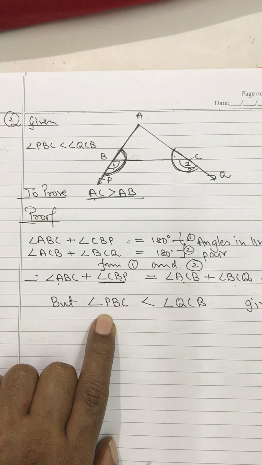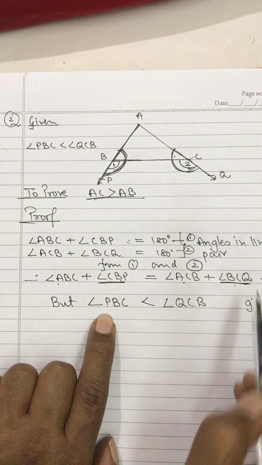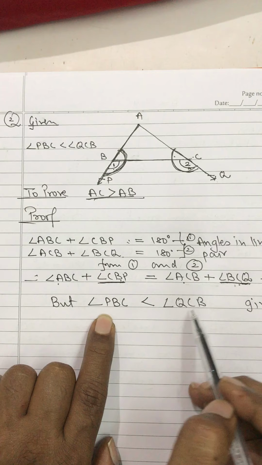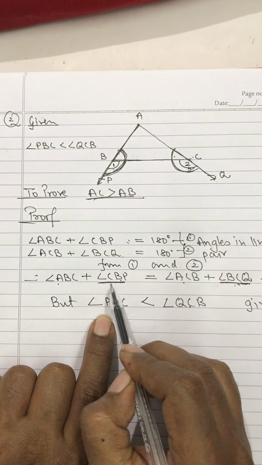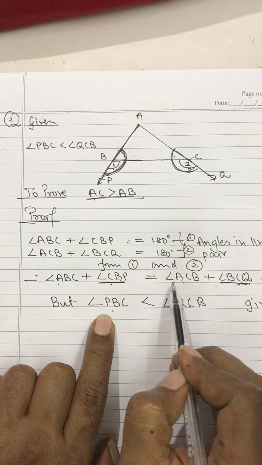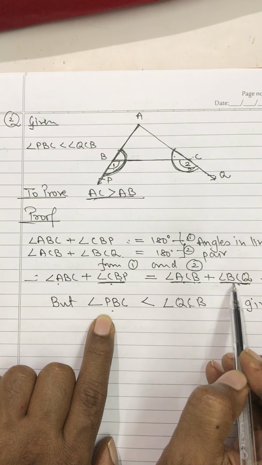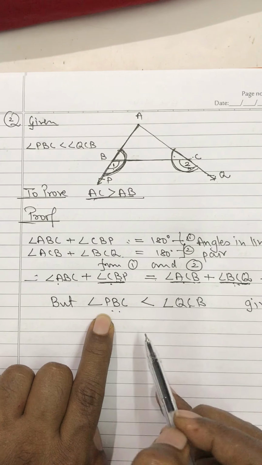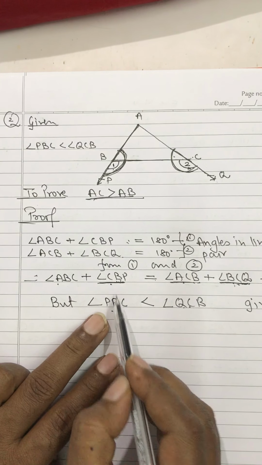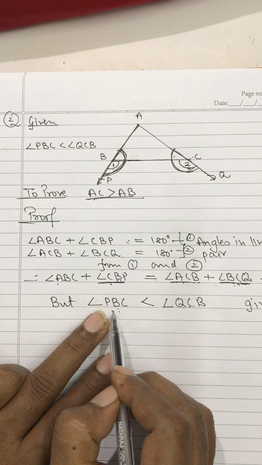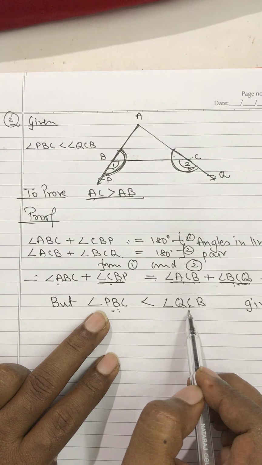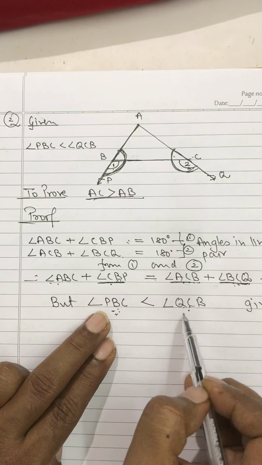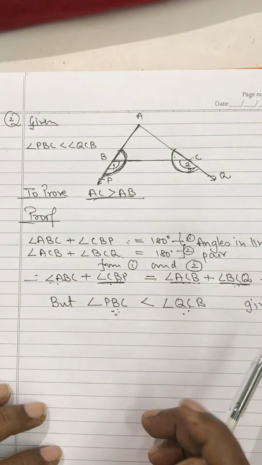PBC is this and QCB is this. Try to understand, my dear students. See, actually individually this is greater than this. This is greater than this. And after adding ACB to this and CBP to this, they have become equal. Means when we add this ABC to this and QCB, are you getting? When we add ABC to this and ACB to this, then the sum has become equal.